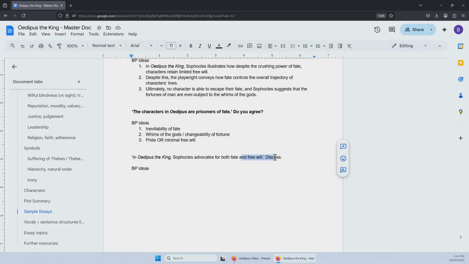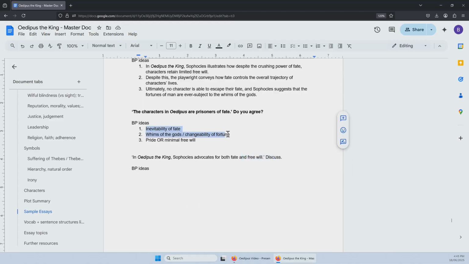They're very rational and they're praised for that. They're depicted favorably in the text. But not always, because Oedipus also exhibits free will, and Jocasta does as well, but they're viewed in a much more critical way. They're depicted negatively by Sophocles. So as a result, Sophocles perhaps advocates for temperance in free will. So that would be a really interesting 3rd body paragraph idea.